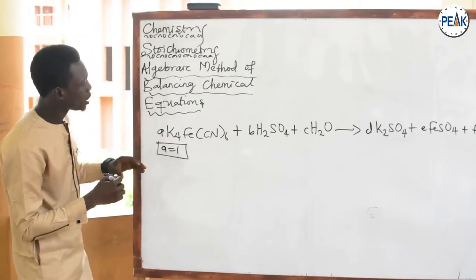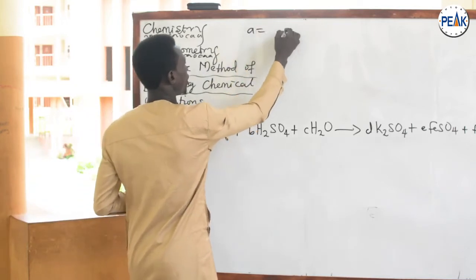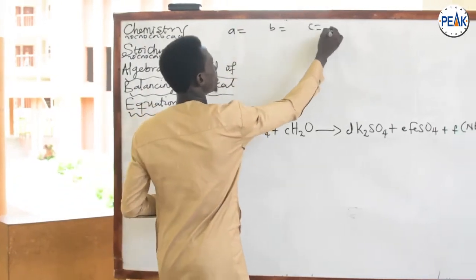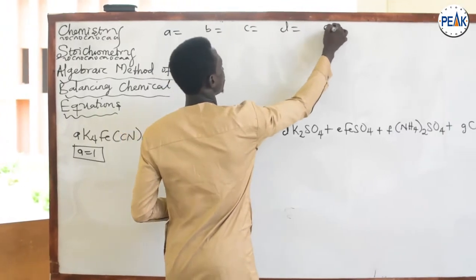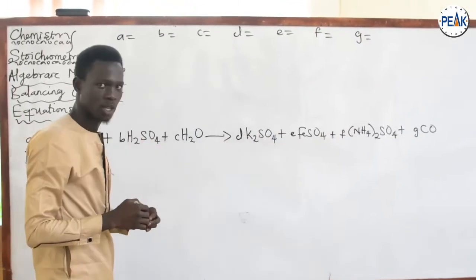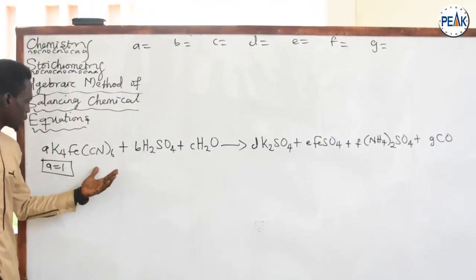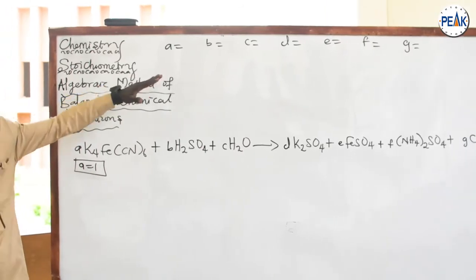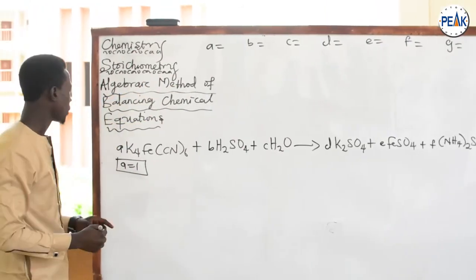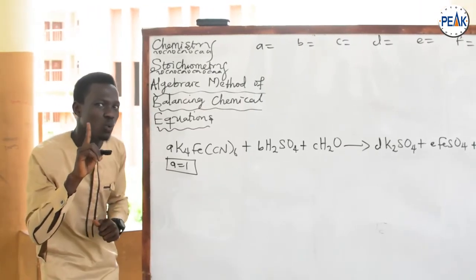Don't forget, for this equation to be balanced, we are simply looking for the value of A, value of B, value of C, value of D, value of E, value of F, and the value of G. We need to know what they are. So I put that there. Whenever we get their values, we just input them there so that we know what we are looking for. Now, I told you the first step is to assume that A is equal to 1.